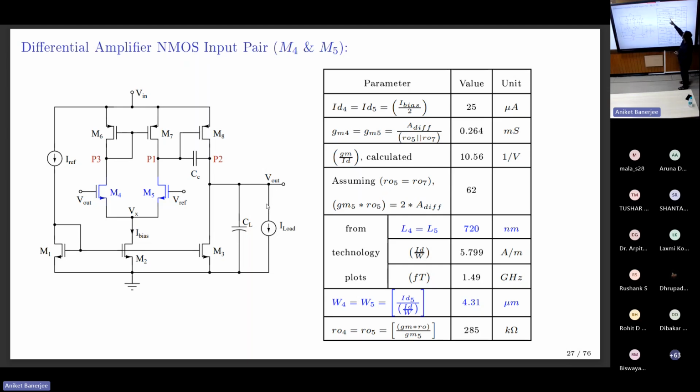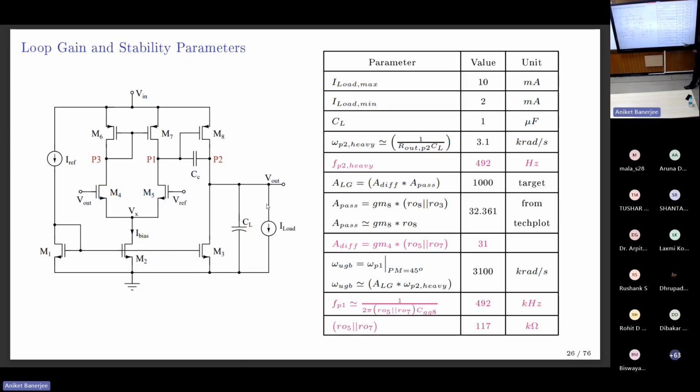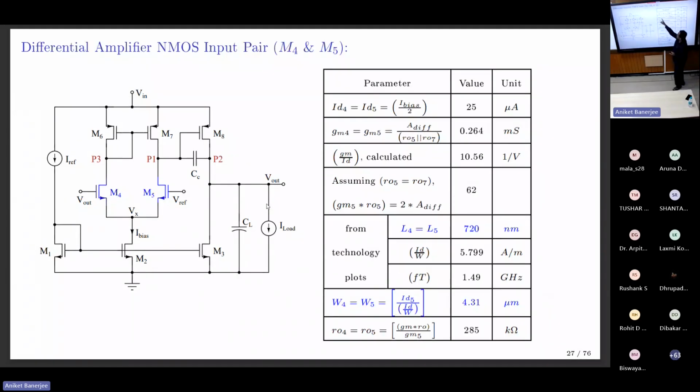So I know RO5 and RO7 from the pole placing calculation. So I can tell what is the GM needed from M4 and M5. We have found GM4 and GM5, because they are matched transistors. I know ID because that is the bias current; it is biased with that current. So now GM is this value, ID is this value. You calculate what GM by ID I should look at to design this transistor, which is this value divided by this, which is 10.56.